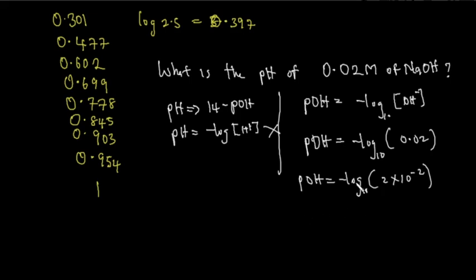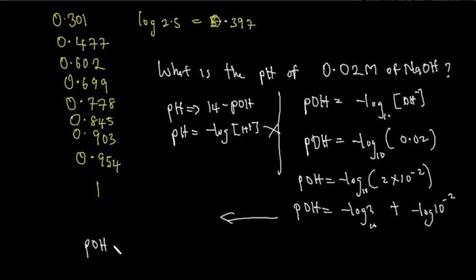So let's solve. Use negative log to open the bracket. We are solving with our calculator. This will be now negative log 2 to base 10. This times turns to plus and it becomes negative log 10 raised to power minus 2, right? So we are going to this side. So that means that we are going to have pOH as equals, what is log 2? Log 2 is 0.301. So it will become minus 0.301.